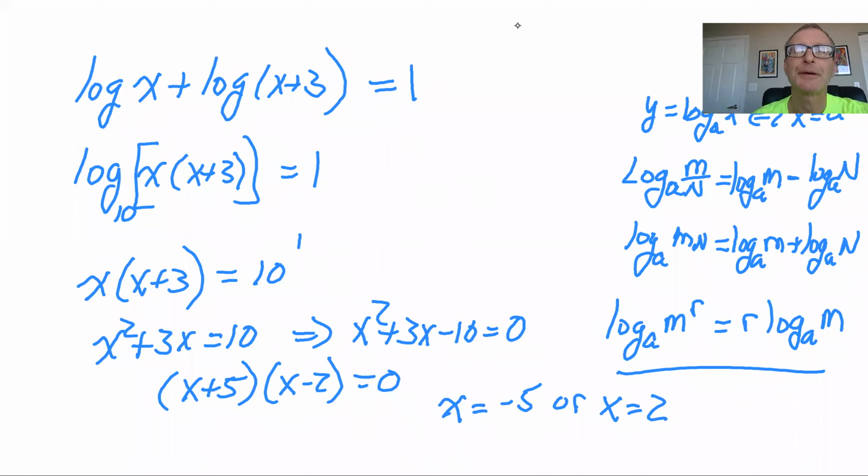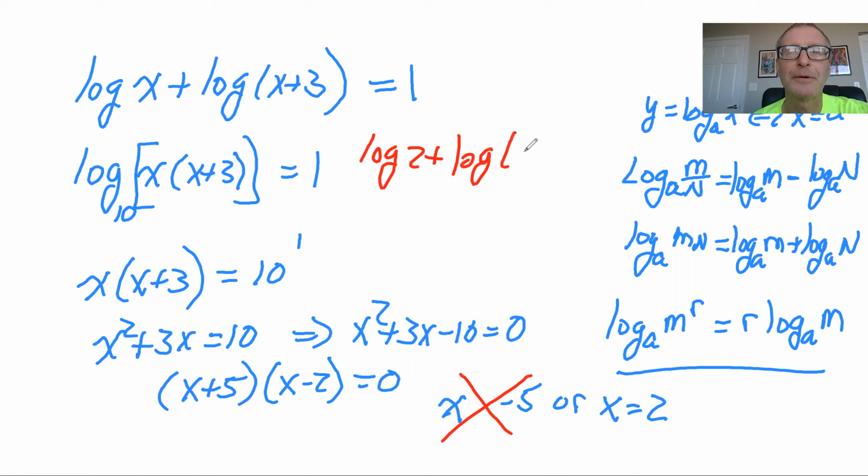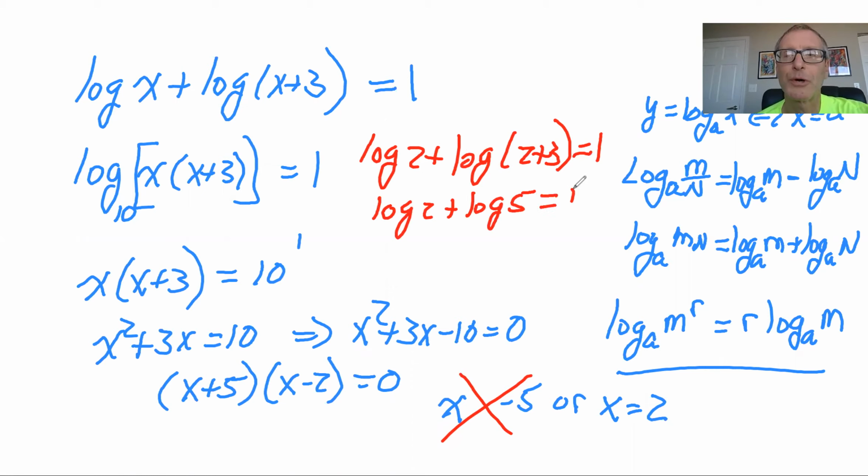And we could say this one here does not work. But let's try the 2. So you would have log of 2 plus log of 2 plus 3 equals 1. So this is log of 2 plus log of 5 equals 1.